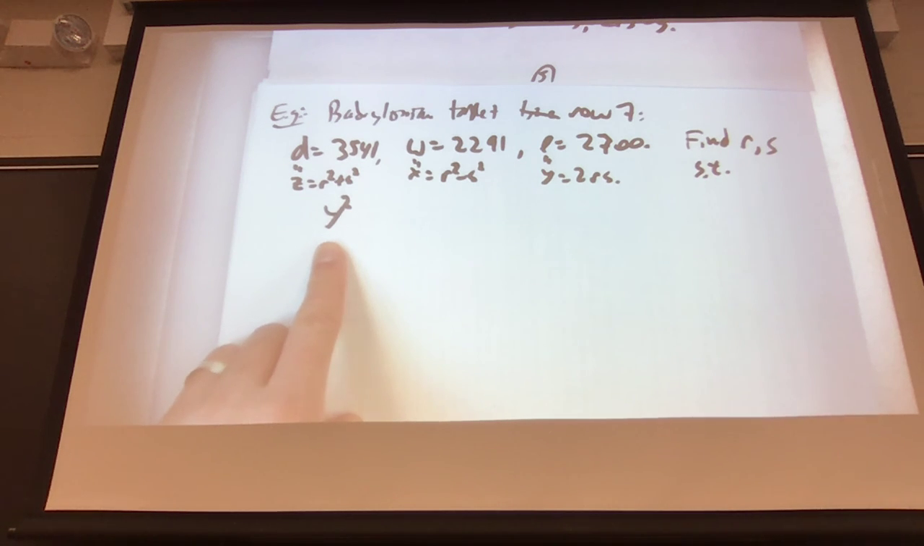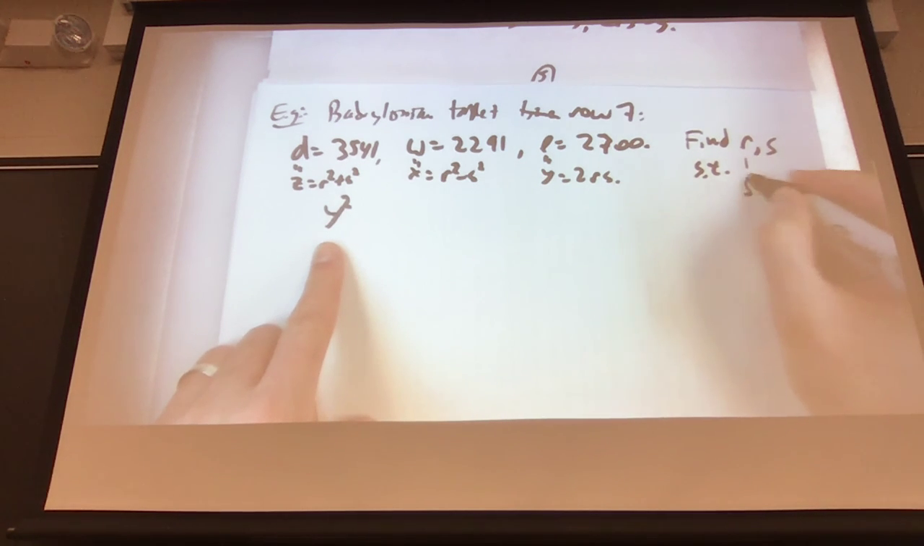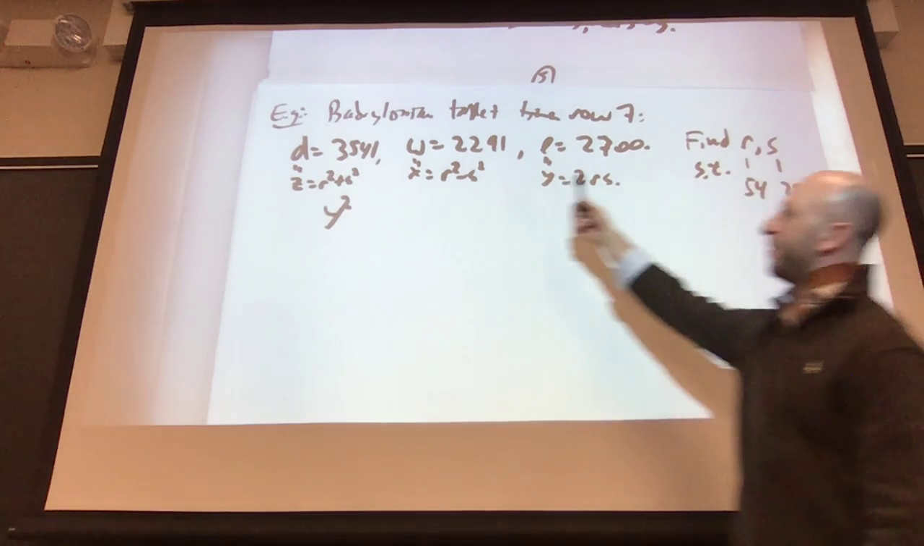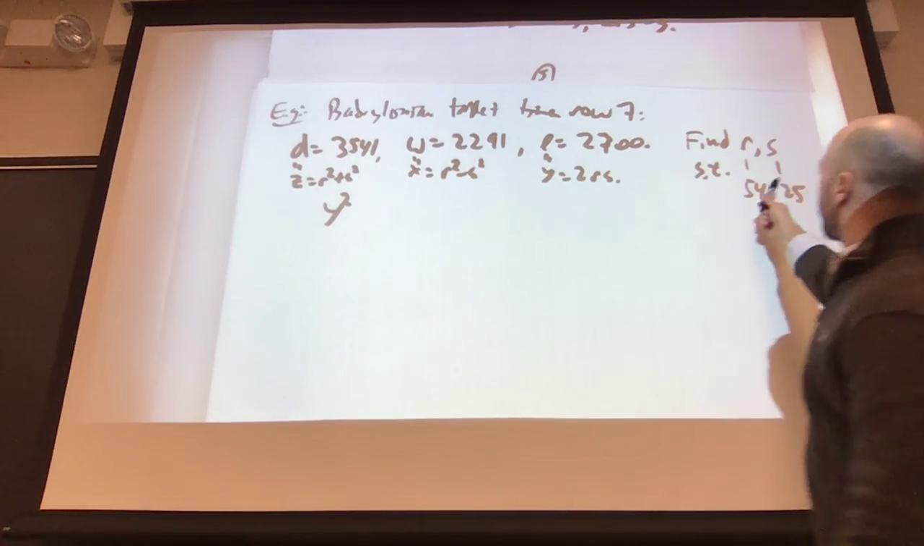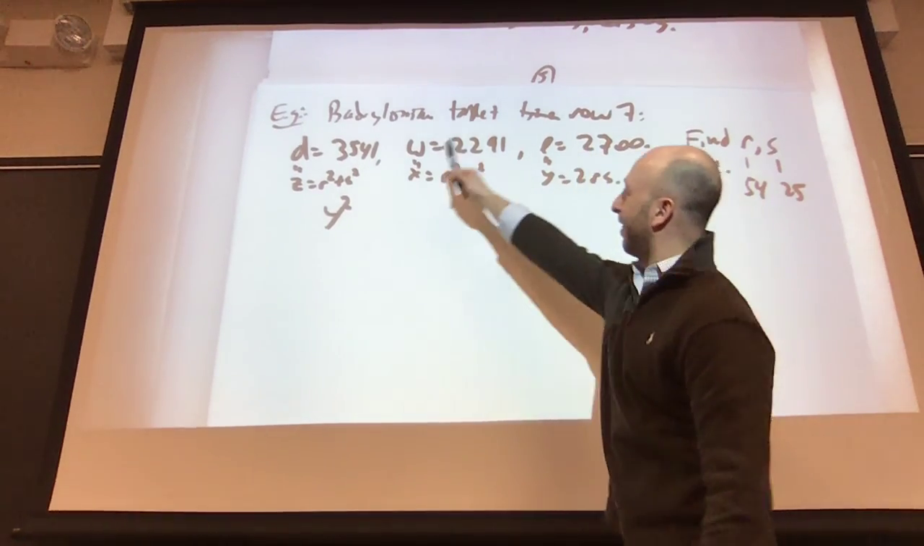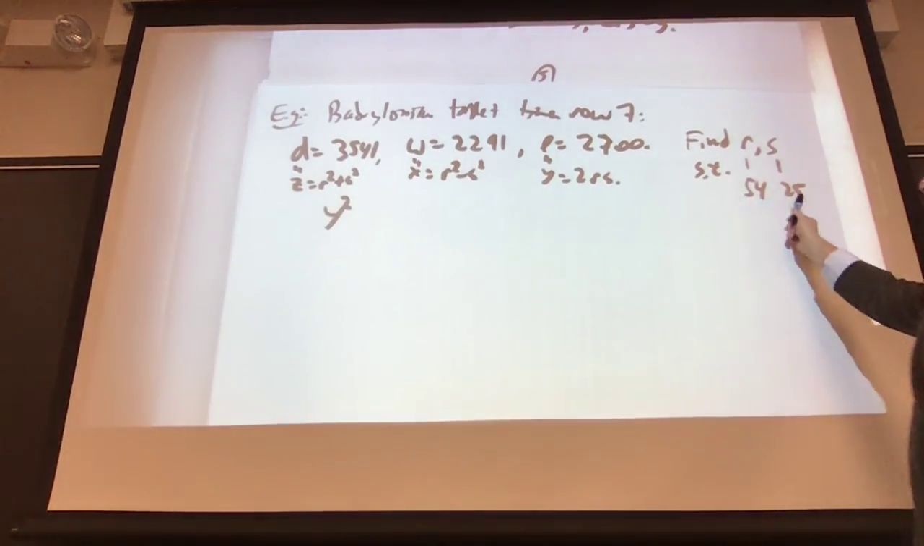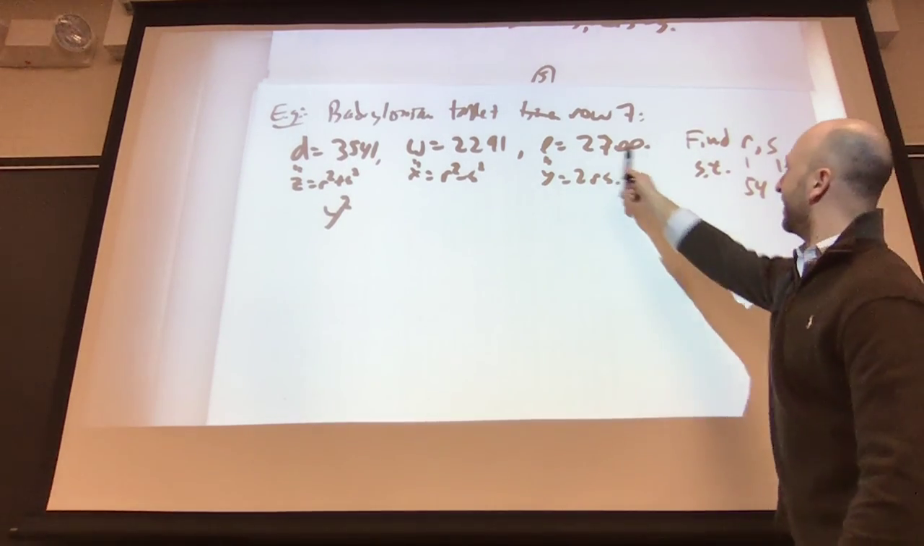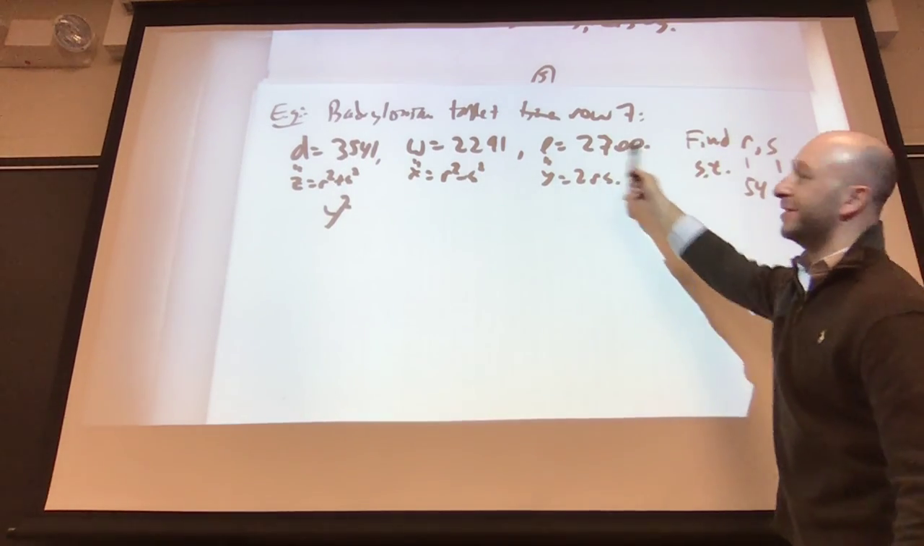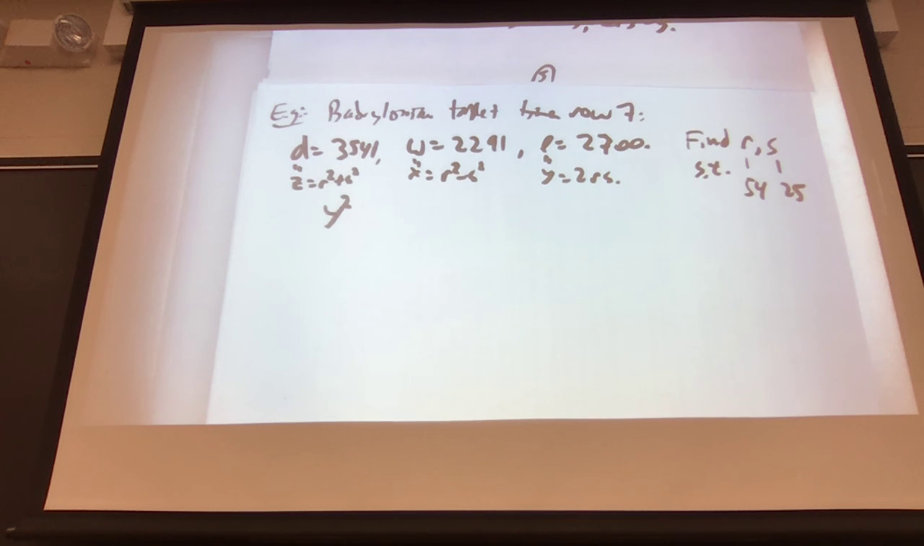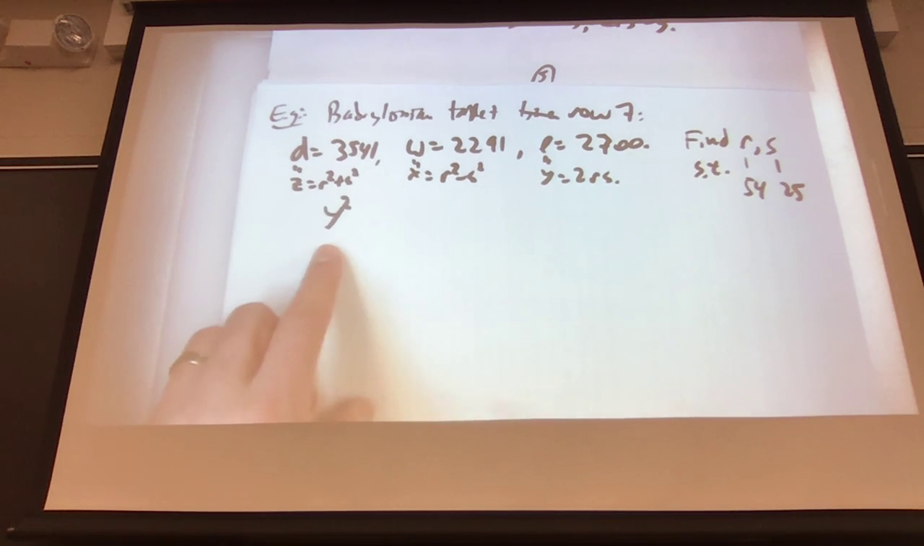54 and 25. So the claim is that if you take 54 squared plus 25 squared, you'll get that. If you take 54 squared minus 25 squared, you'll get that. And if you take twice 54 times 25, you'll get that, which makes sense because this is twice 27, 27 twice. You know what I mean. How would you figure it out?